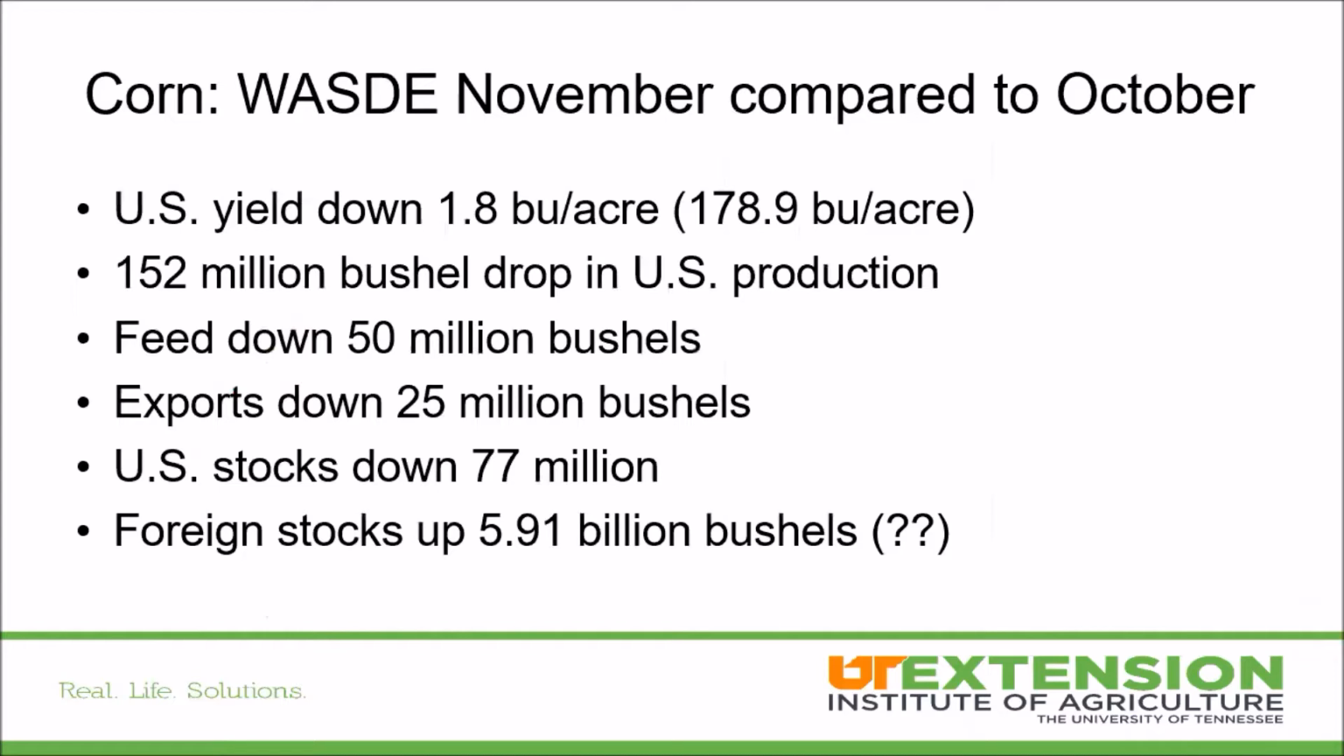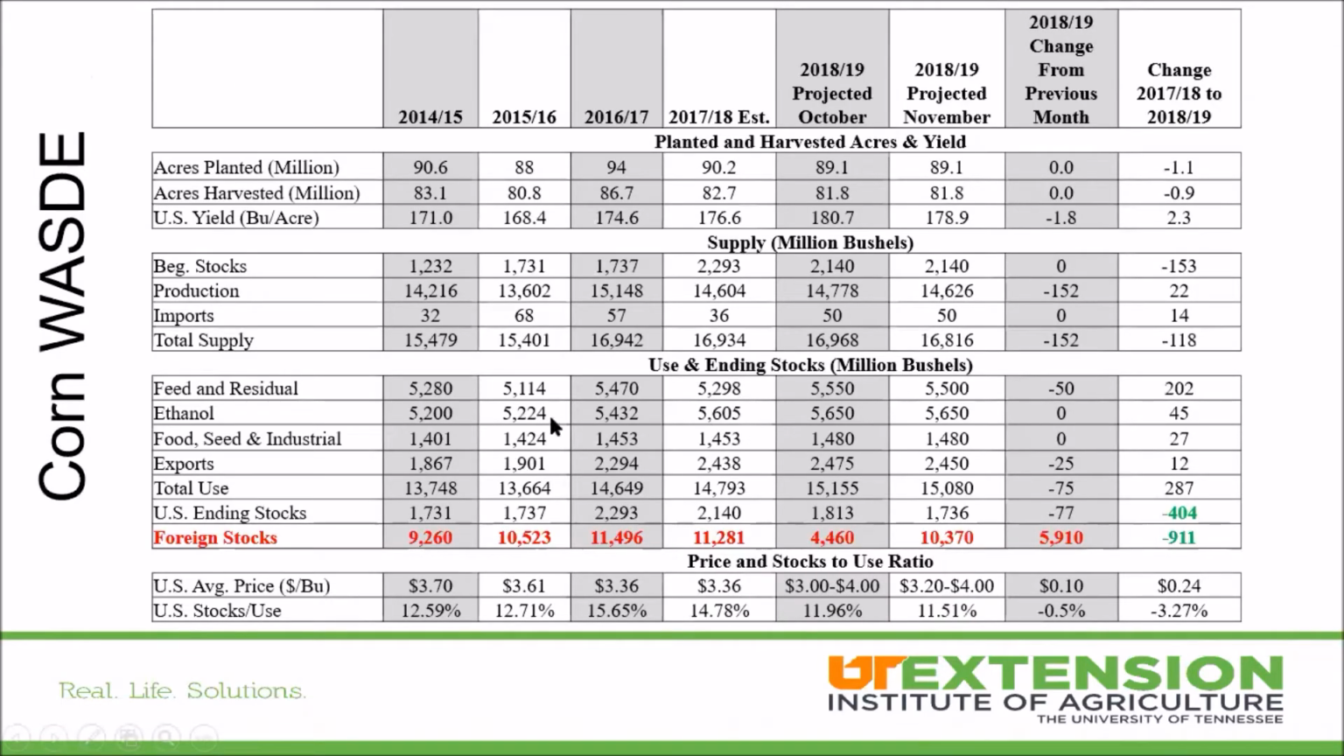The big surprise, and it's a gaudy number, but there aren't really a whole lot of long-term implications out of it, is that foreign stocks went up 5.91 billion bushels, which is a massive number to say the least. This is the corn WASDE over time, and what I want to highlight is this foreign stocks number. For the 2014-15 marketing year, we saw massive revisions to all of these numbers.